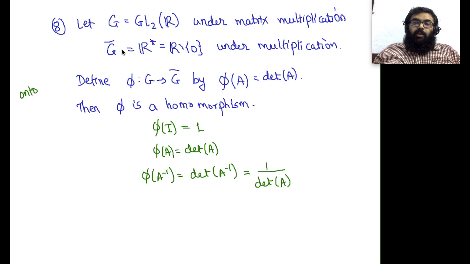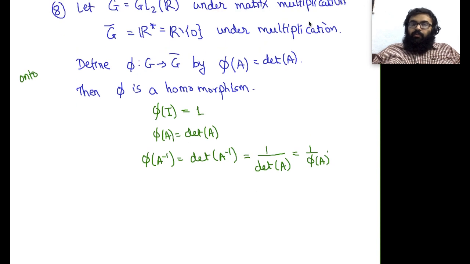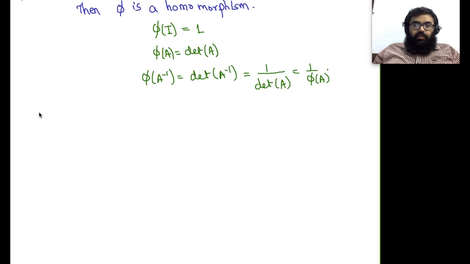And R star, G bar, is R star, which under multiplication is a group. And as you can see, phi of A is the determinant of A, and phi of A inverse is nothing but 1 upon determinant of A. So it is the multiplicative inverse of the determinant of A. So this is nothing but 1 upon phi of A. So from all these examples, what we have observed is this.